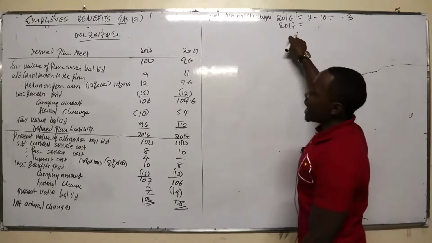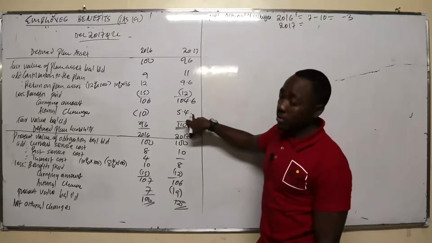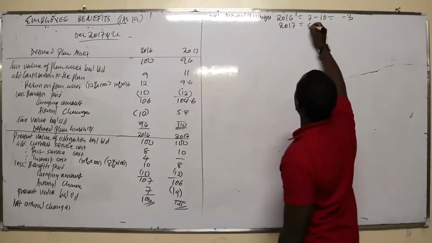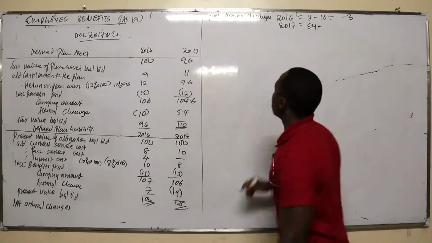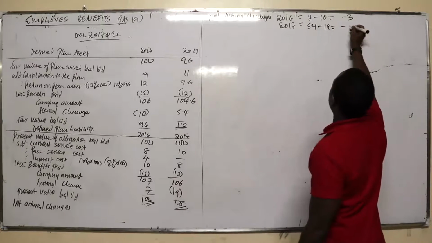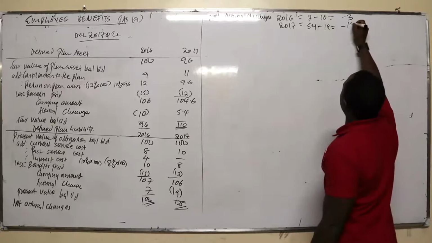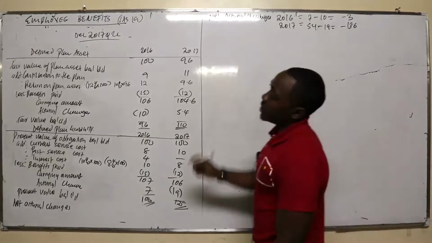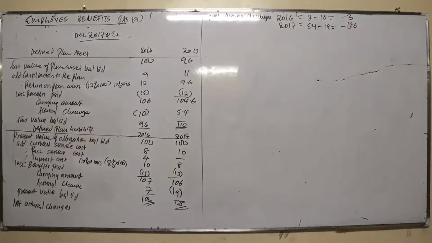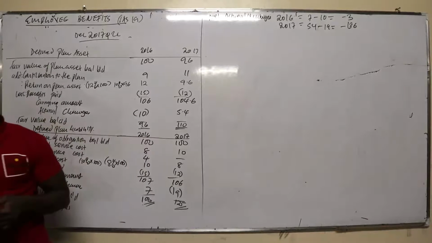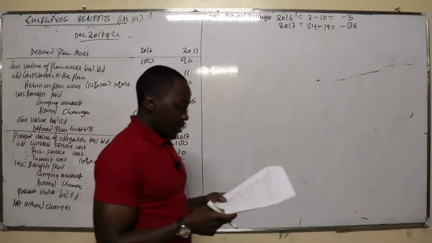2017, from the asset, we have an actuarial gain of 5.4, minus, we had a loss of 19. So you get -13.6. Let's go to the required. Required number 1. The actuarial gains or losses, we already have that.